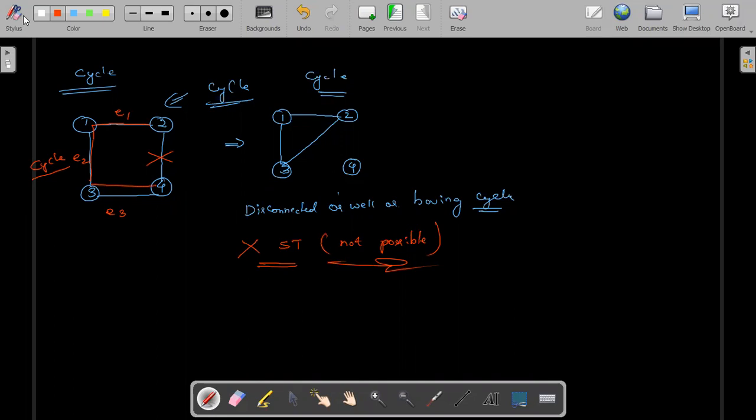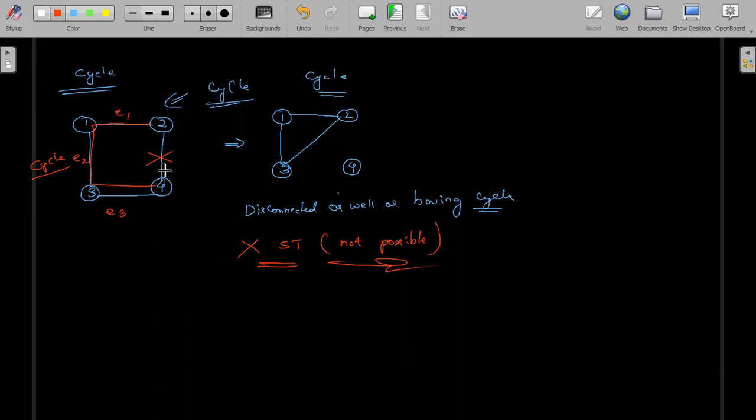Understanding, everyone? If you don't have a cycle, definitely you can create a spanning tree. See here, if I remove this and connect like this, what happens? It's a spanning tree. A spanning tree is nothing but using the minimum edges to connect all the nodes. Suppose you think like that. You have 100 computers.